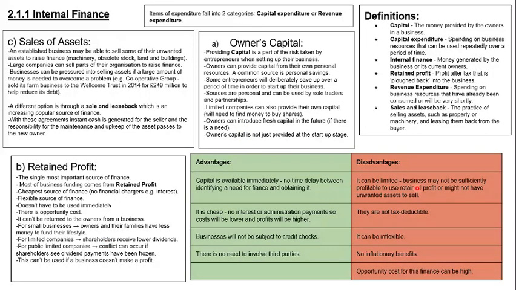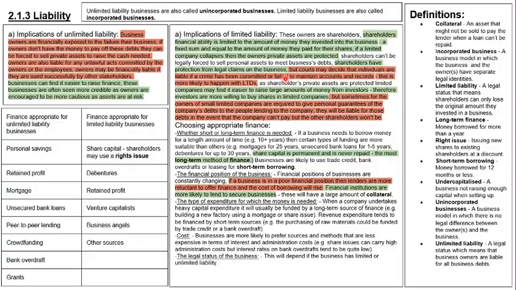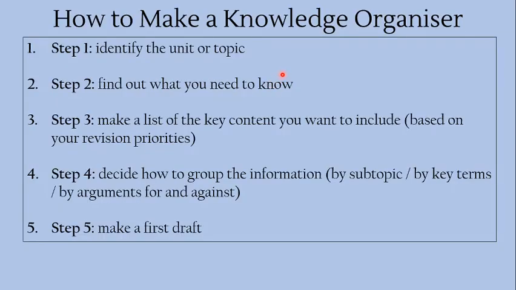Now, this is an example of an A-level student last year who made a knowledge organiser. The topic was internal finance on this page. The student has identified key topics, they've identified key definitions, and they've put in pros and cons, and they've colour-coded these green and red. So actually it was far more extensive than just one PowerPoint slide, but that was an example of a knowledge organiser that a student made for themselves.